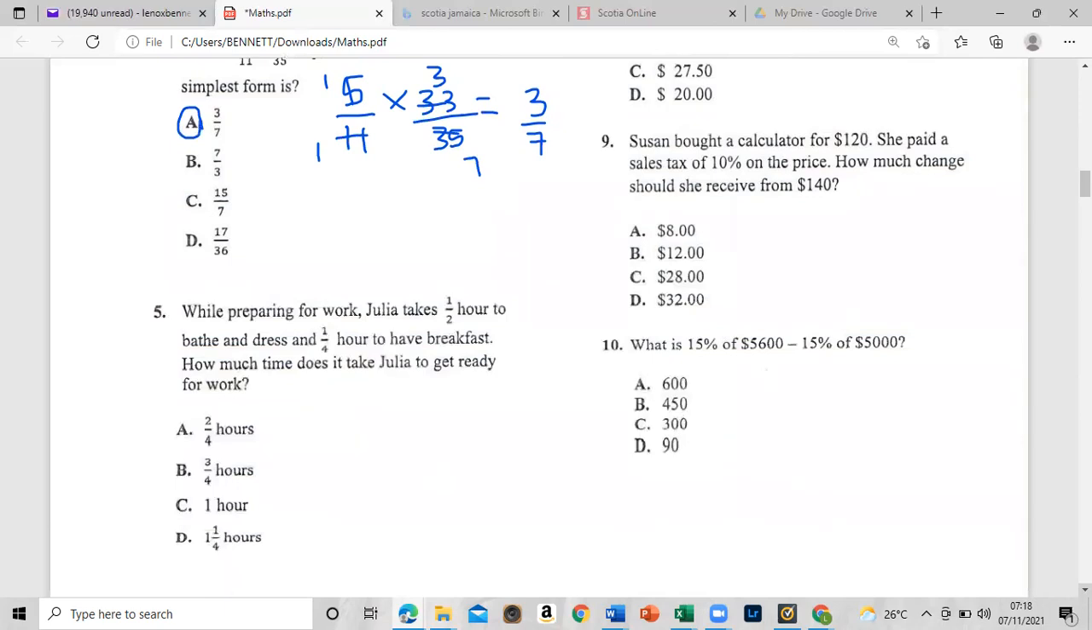While preparing for work, Julia takes half an hour to bathe and dress and a quarter hour to have breakfast. How much time does it take Julia to get ready for work? All right, so it's a half plus a quarter.